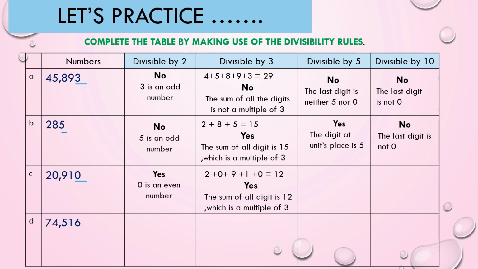Is it divisible by 5? Yes, because according to the rule, we have a 0. When we have a 0 at the units place, the number is divisible by 5 and 10. So yes for both. Now the last one. Again look at the units place, the last digit, 6. 6 is an even number. So this number is divisible by 2. Yes.